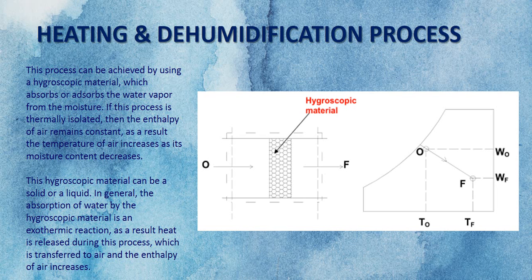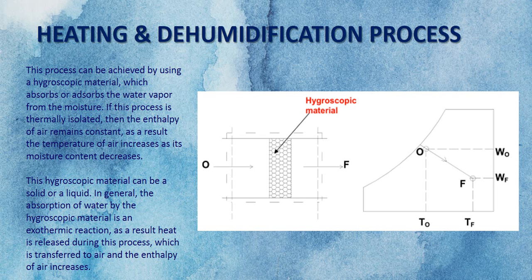Now, in the case of heating and dehumidification, the previous one is cooling and humidification. This one is heating and dehumidification. So we increase the temperature, we lower down the moisture content. Now, there is an equivalent of this, but that was heating with humidification. This one, we take out some of the water content of the air-water vapor mixture.